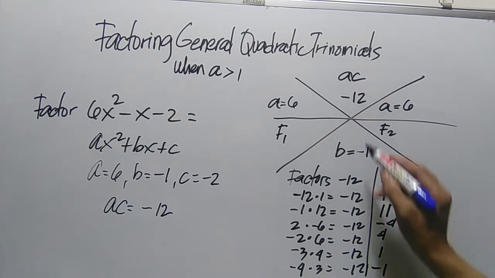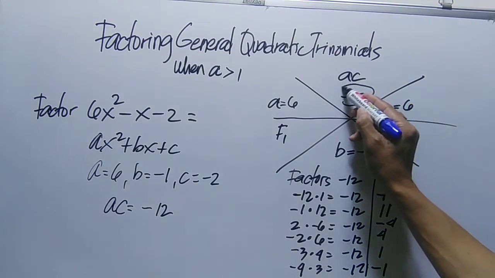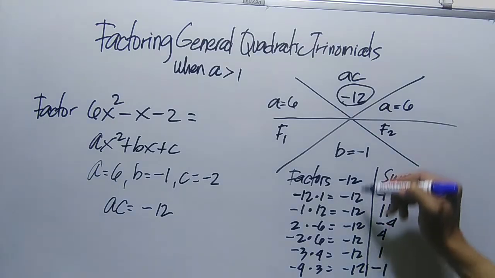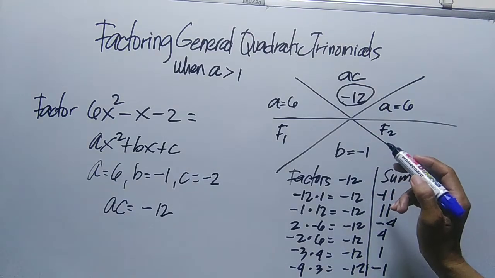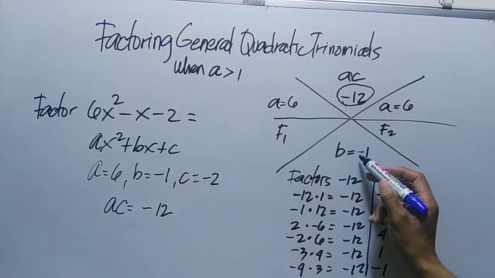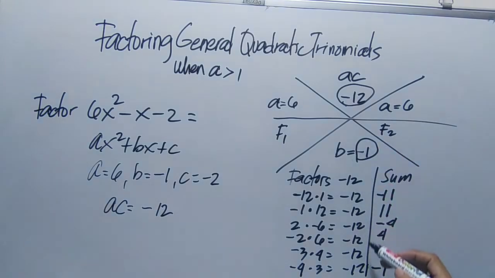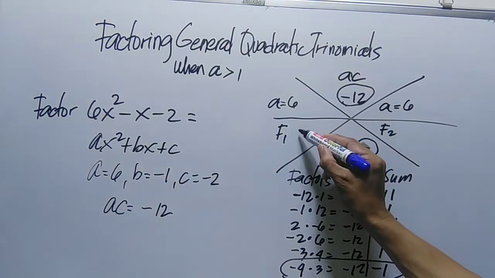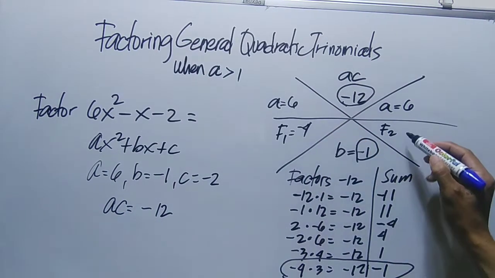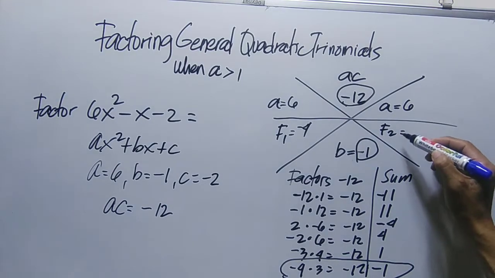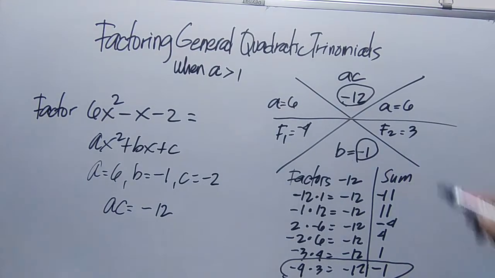Okay, take note, yung hinahanap natin dito ay ang product ay negative 12. So, lahat ito tama. Pero, ang hinahanap natin na ang kanilang sum ay dapat negative 1. Ayun, sa pinakababa. So, therefore, ito yung factors natin, negative 4 and positive 3. So, lagay natin dito si first factor na negative 4. Then, dito rin sa kabila, yung second factor natin is positive 3.